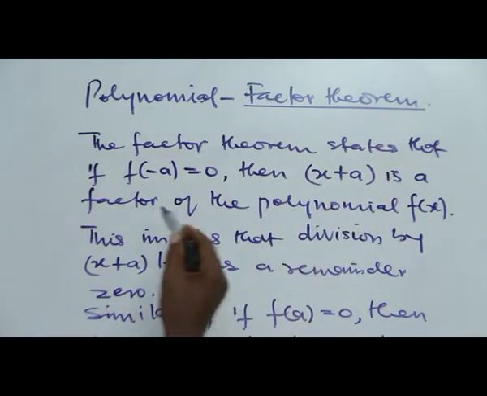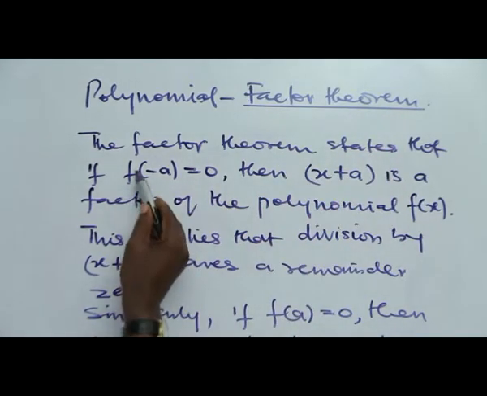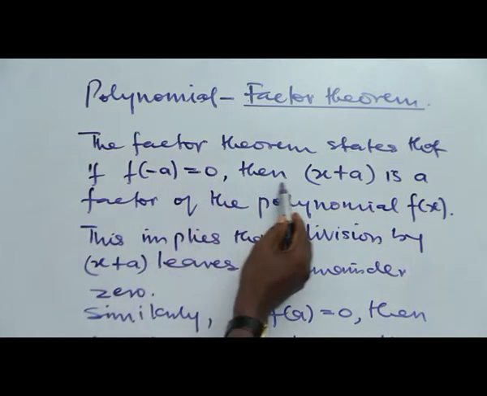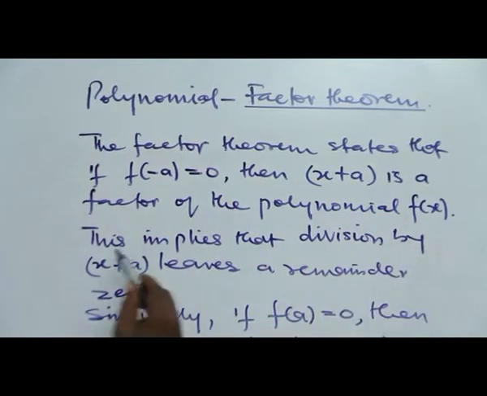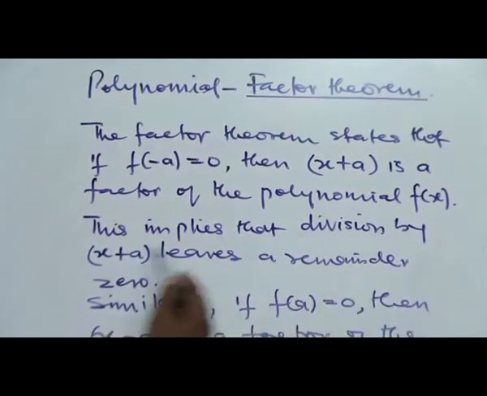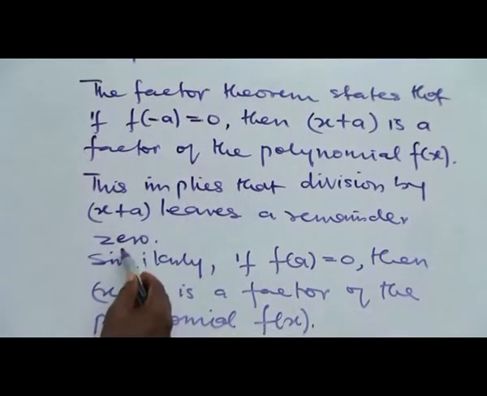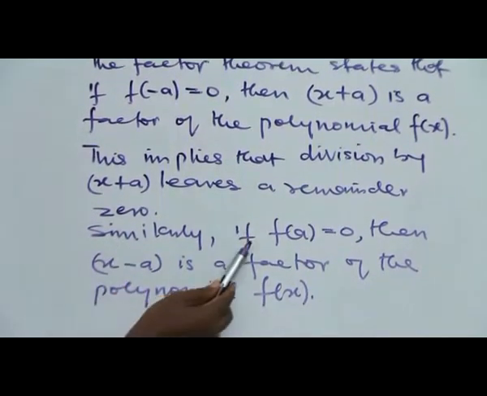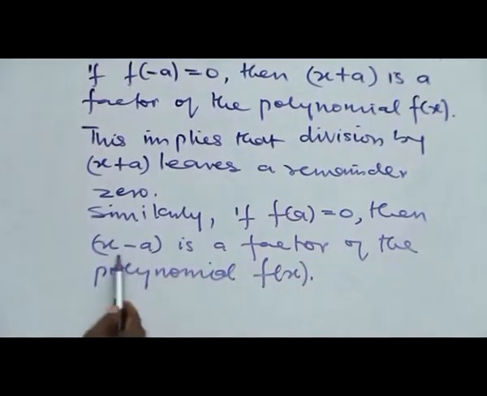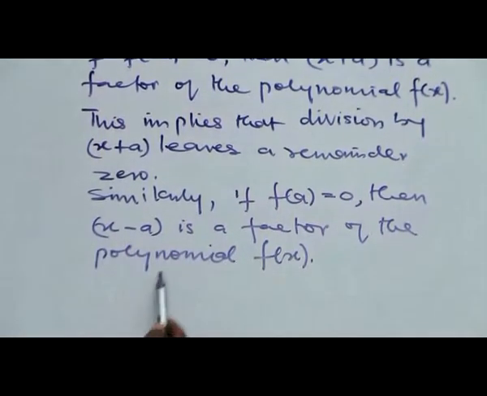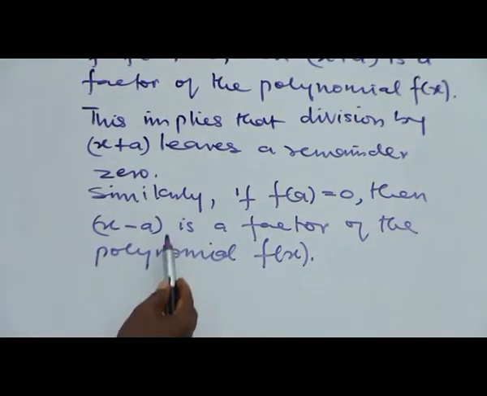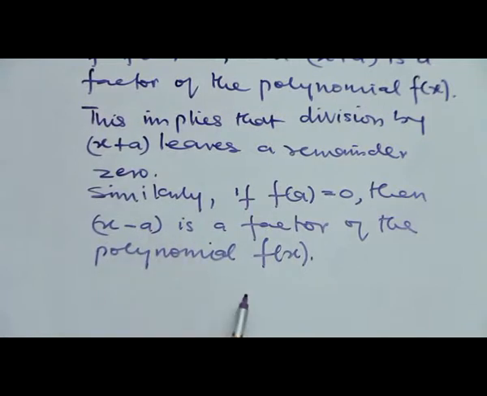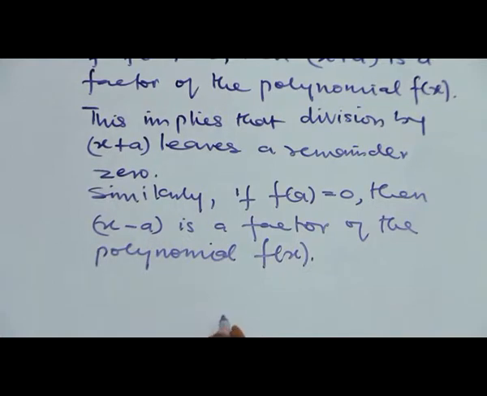The factor theorem says that if f of minus a is equal to 0, then s plus a is a factor of the polynomial f of s. This implies that division by s plus a leaves a remainder 0. Similarly, if f of a is equal to 0, then s minus a is a factor of the polynomial f of s. As I said earlier in my introduction, this enables us to factorize a given polynomial and to also find the zeros of a polynomial.